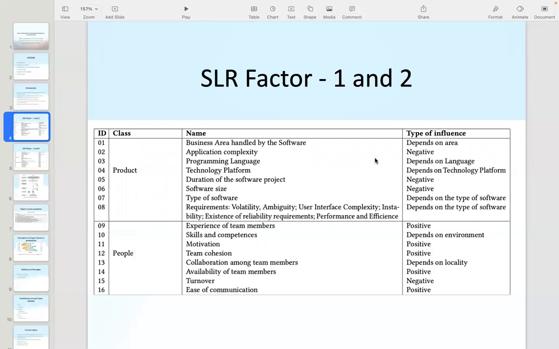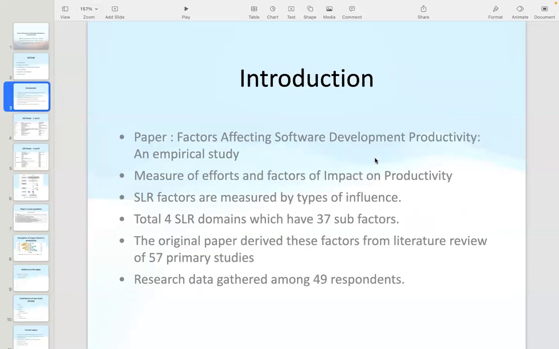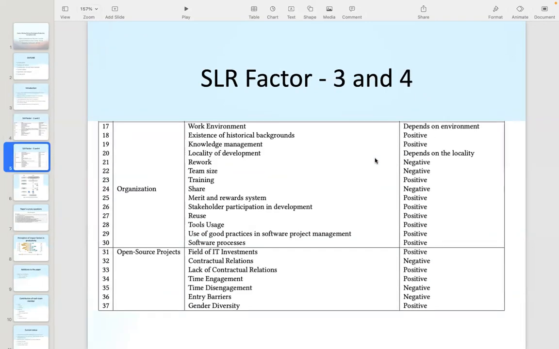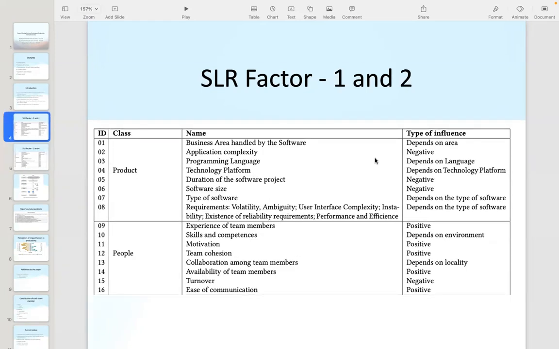Our goal is to mimic the current study. We are going to take into consideration the 4 major SLR domains that the paper has taken care of, and apart from that we will also be adding 2 main factors to this survey. So the 4 main SLR reviewed factors are product, people, organization, and open source projects. Like I mentioned earlier, they have 37 different sub factors, and it also has the type of influence as a result that is carried among 49 different respondents.